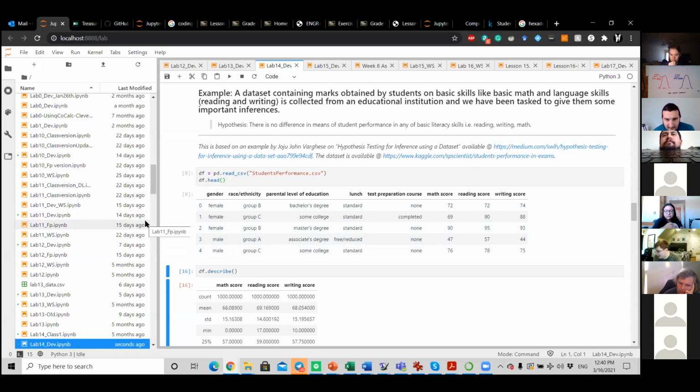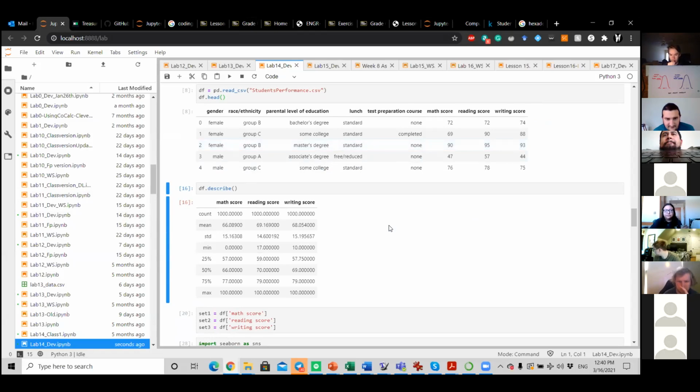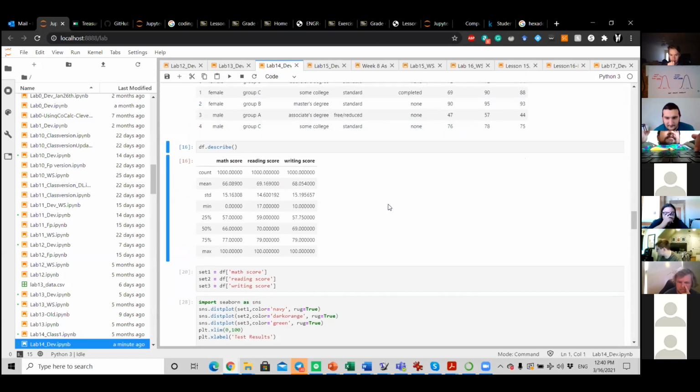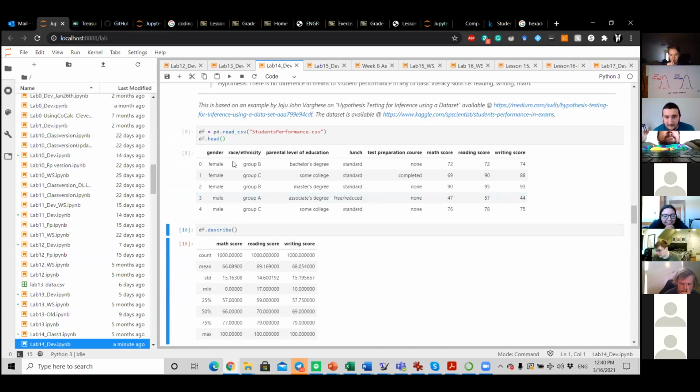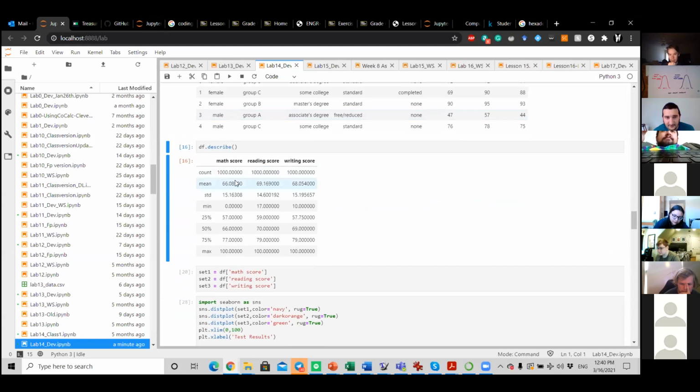Do you know how many entries we have in this set? 1,000. It's not bad coming from the school. Is it 5? When you run the head function, it gives you 5, but when you look at the beautiful describe function, it tells you that we have 1,000 records.